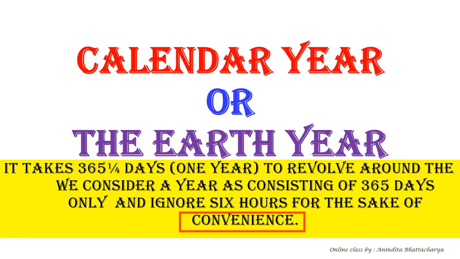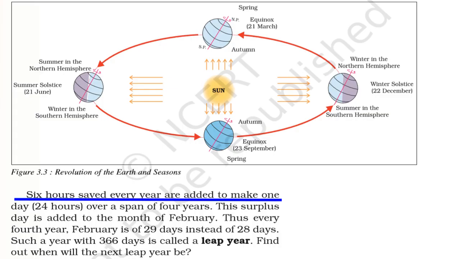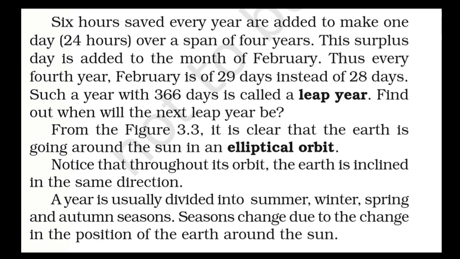For convenience in making the calendar, what is the meaning of convenience? Convenience means easy to do. So, for convenience in making the calendar and avoiding difficulties, the 6 hours are added up to become 24 hours as an extra day. This additional day is called a leap day. After every 4 years, it is added to the month of February, so it has 29 days instead of the usual 28 days. This is called a leap year.